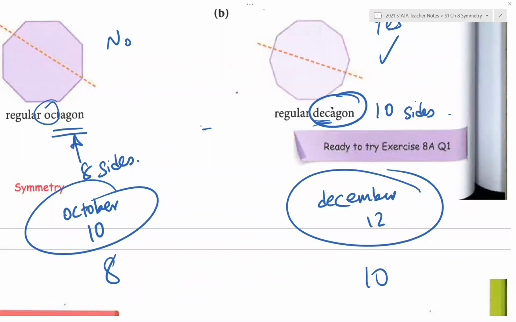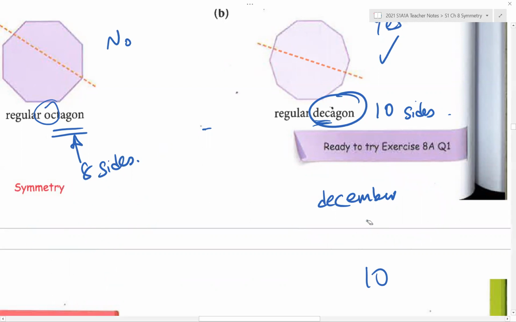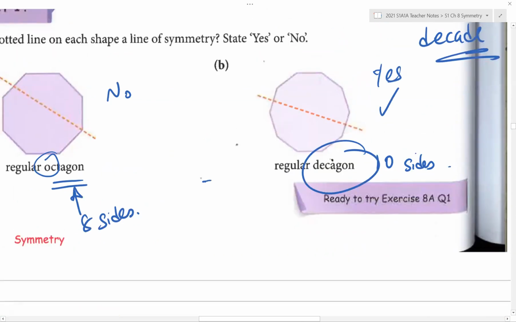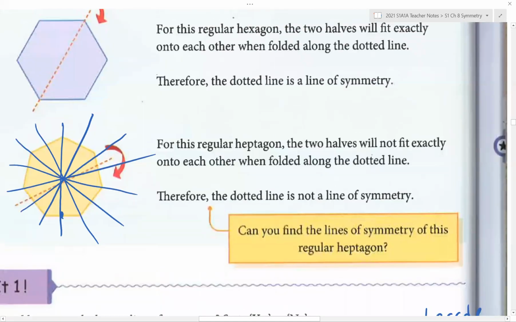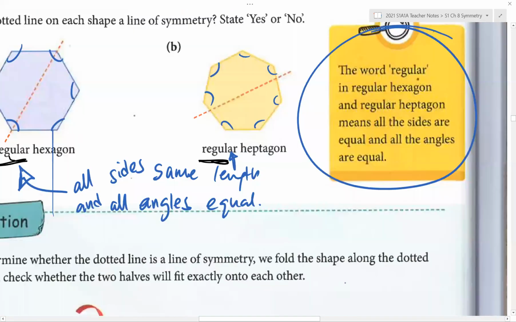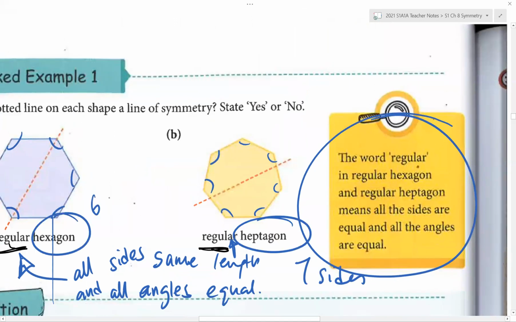But my point is, you think of octopus, don't think of October, otherwise you'll mix up. Deca, you think of decade, don't think of December, otherwise you'll mix it up. Okay. Then what are some other words? Heptagon, 7 sides. Hexagon, 6 sides. What about a 5 side? What is 5? Pentagon. Do you know a very famous building called the Pentagon? Don't know. No, not Singapore. It's in the US. Okay, let's see.